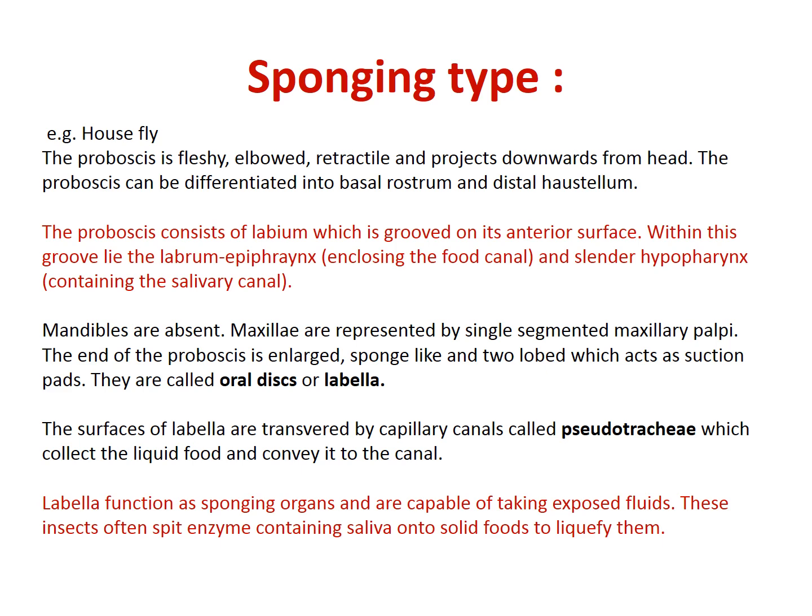The surface of the labella are traversed by capillary canals called pseudotrachea which collect the liquid food and convey it to the canal. Then labella function as sponging organs and are capable of taking exposed fluids. These insects often spit enzymes containing saliva into the solid food to liquefy them. So they will first liquefy the food and then suck the food by the sponging type of mouthparts.